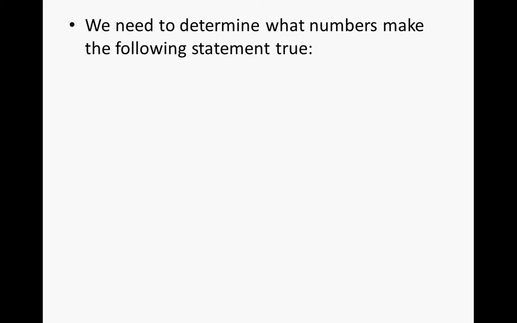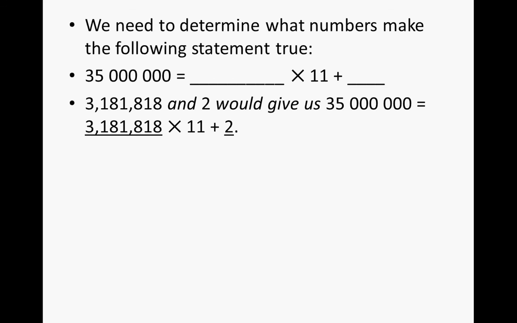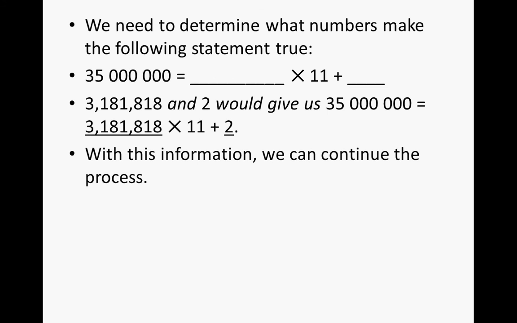So we need to determine what numbers make the following statement true. 35 million is equal to some number times 11 plus some number. Well, that would be 3,181,818 and 2 would give us 35 million. So it would be 35 million is equal to 3,181,818 times 11 plus 2. So with this information, we can continue the process.